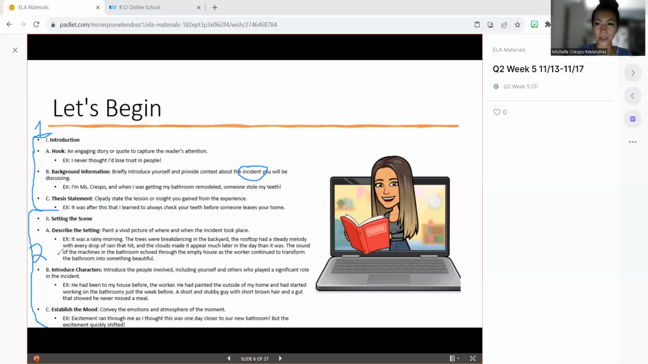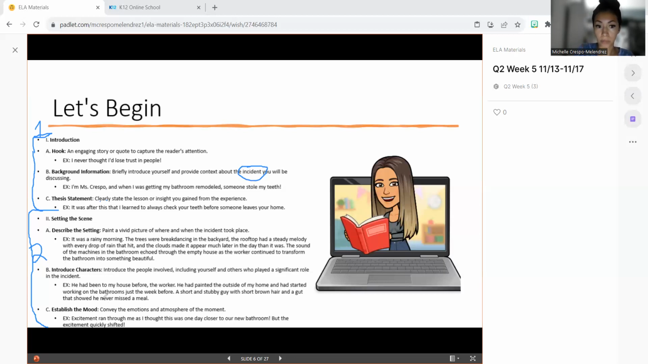Second part, now I need to tell you who was there. I only had one other person there. If you have more than one person, this is going to be a little bit longer for you, and that's okay. Here's my example. He had been to my house before, the worker. He had painted the outside of my home and had started working on the bathrooms just the week before. A short and stubby guy with short brown hair and a gut that showed he never missed a meal. So now you have an idea of what this person looks like, how familiar they are with my home and what they were doing there. I'm introducing you to the character.